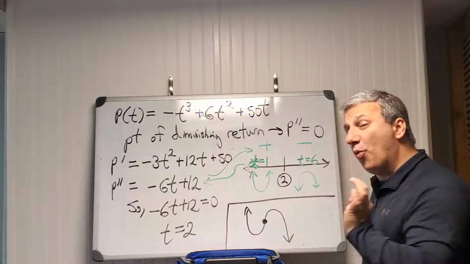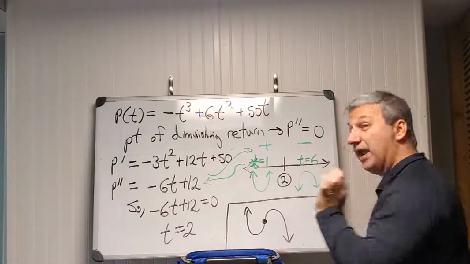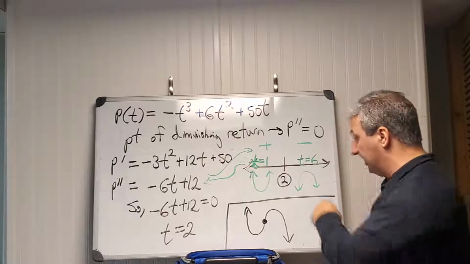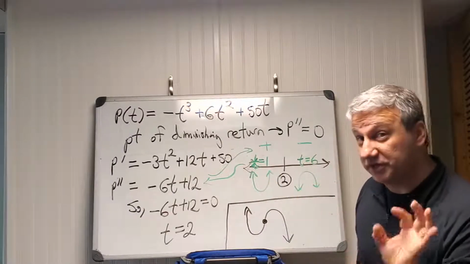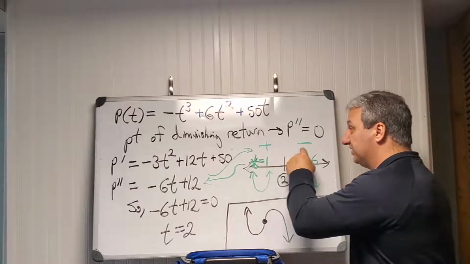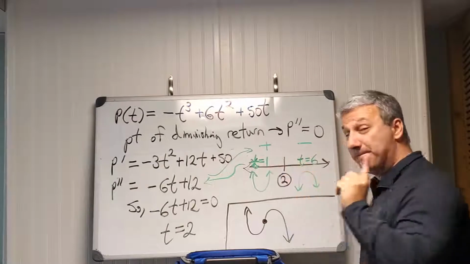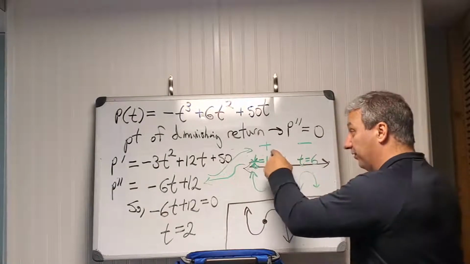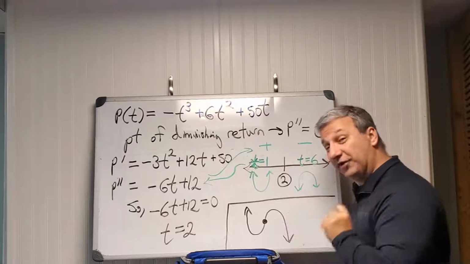At this point, what happens? At this point, so let me clarify again. This is definitely a point of diminishing return. The reason I know is because it goes from concave up to concave down. That's why I know it's a point of diminishing return. If you go from positive to negative, you are a point of diminishing return. So this is definitely the point of diminishing return here, because I went from positive to negative. That's the short answer. The real answer is because of the graph.